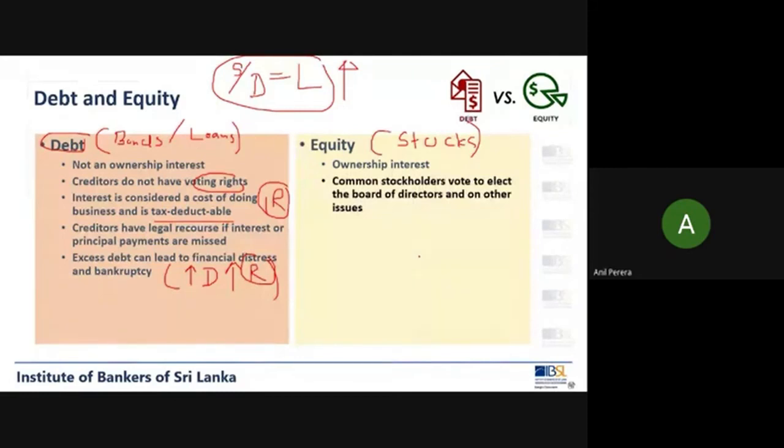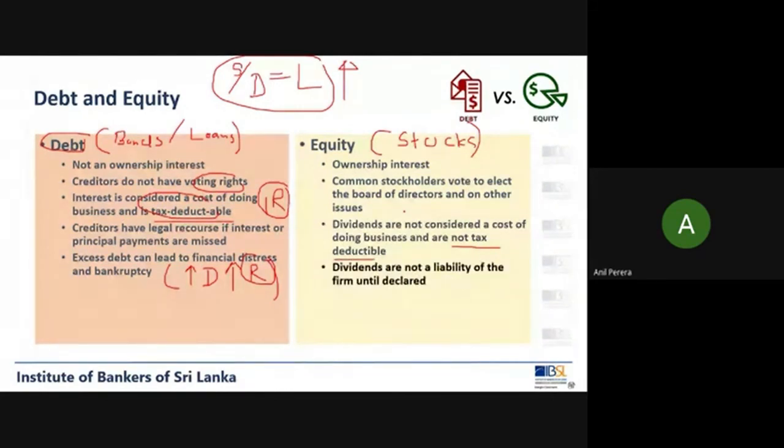Stockholders or shareholders can vote, which means you have voting rights to elect board members or on any other issues. You are an eligible person to vote. In the case of equity, what you get is dividends. You pay dividends, but it's not a part of cost of doing business. Right? Dividend is a cash income, it's not the cost of business. And dividends are not tax deductible. When you do accounting and pay taxes, you have to pay taxes on dividends. For interest, as I said, you don't pay taxes.